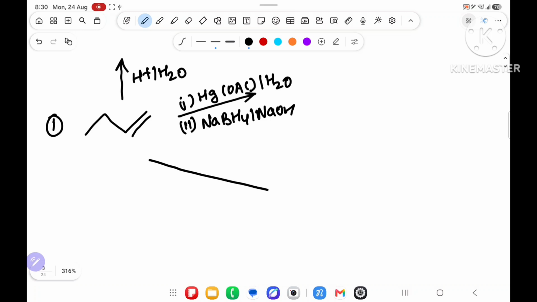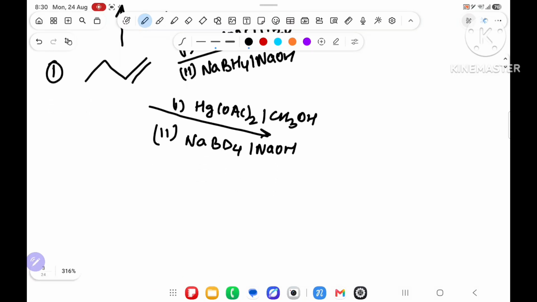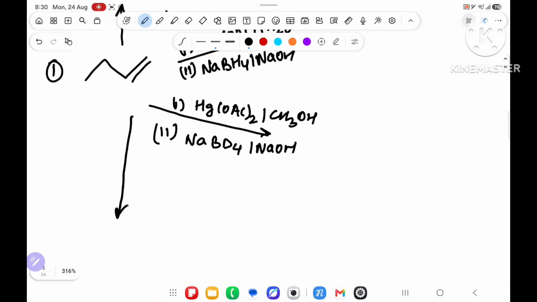Suppose I have taken the third: first, HgOAc whole twice in presence of CH3OH. Second reagent, NaBD4, NaOH. Okay, sir.